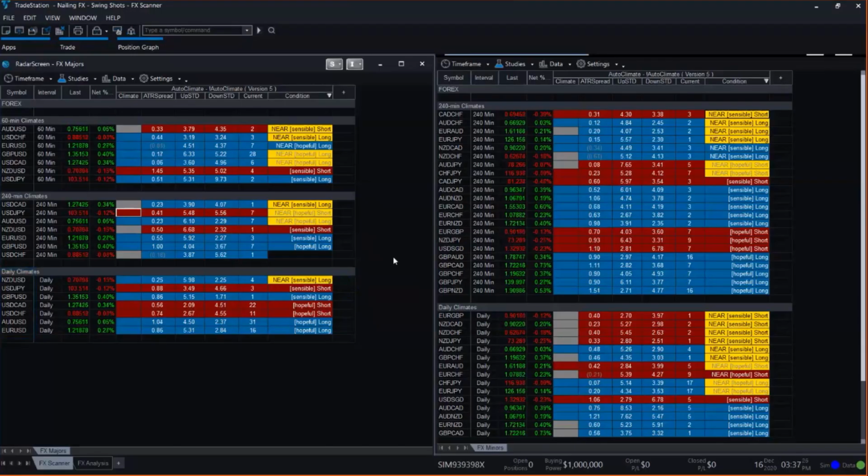Now, as it goes, in the major section on the daily climates, I don't have anything else other than the New Zealand dollar as a place where I should be placing trades. We have in the 240-minute climates, the only one that says sensible is the one at the top. It says near sensible long, but there is one tiny problem with this, is that you see this box here?